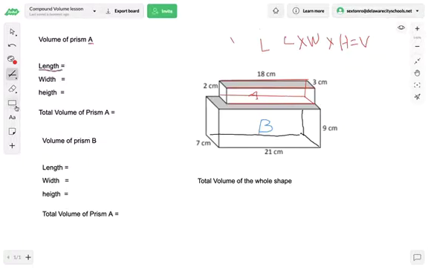So my length is going to be, my pencil, there it is. My length is going to be 18 centimeters. Now let's talk about units.